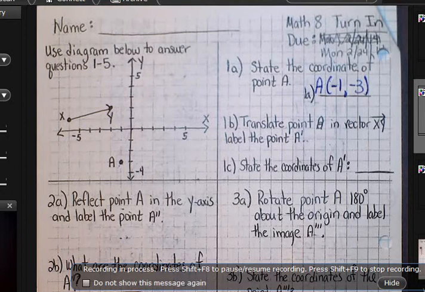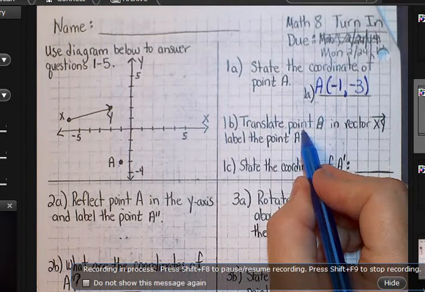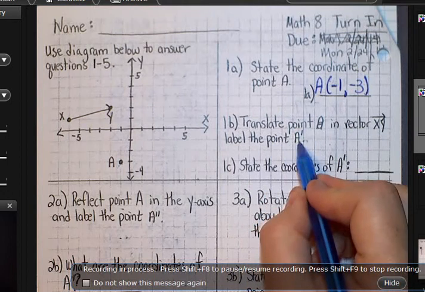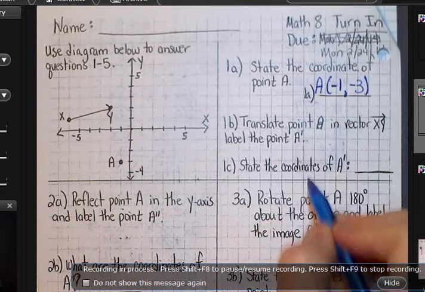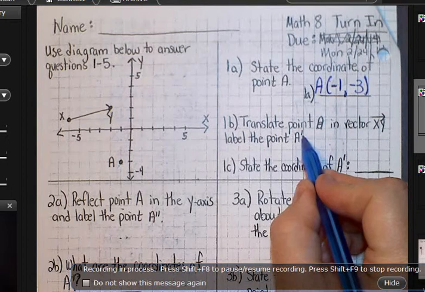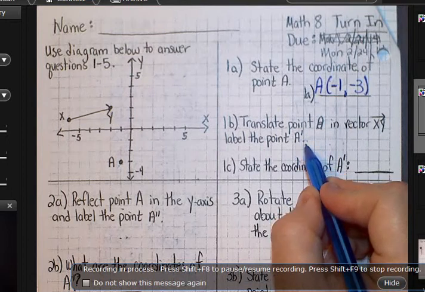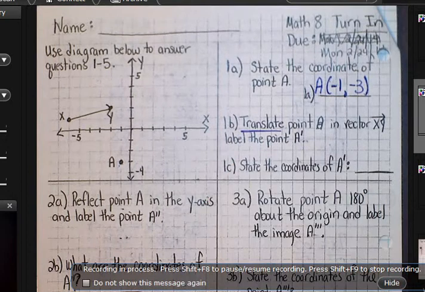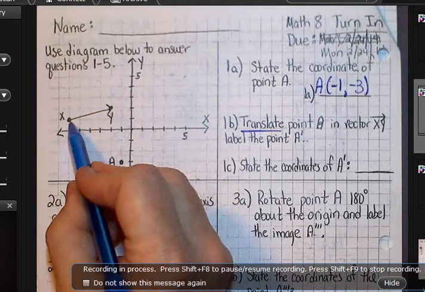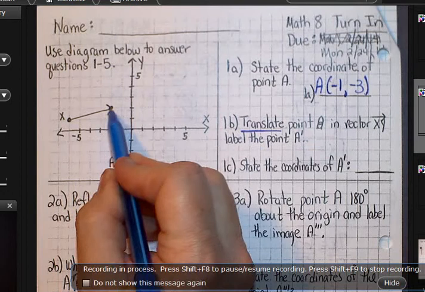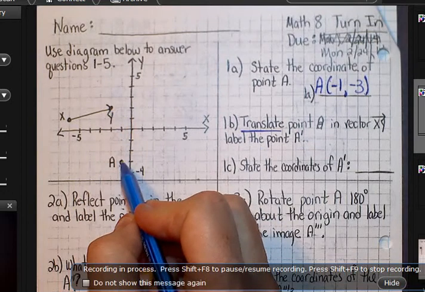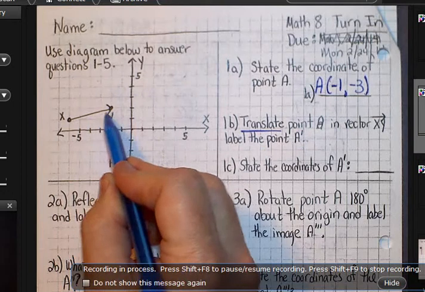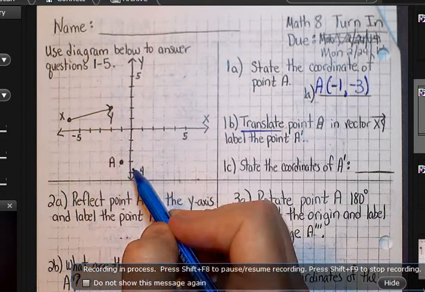1B, it's asking us to translate point A in the vector xy and label the point A prime. Okay, A prime is a form of writing an image after a transformation. This transformation we're going to look at is a translation. So we take a look at how we go from x over to y, and either you can take point A and slide it the same direction as this vector, same distance, and find out what it is.